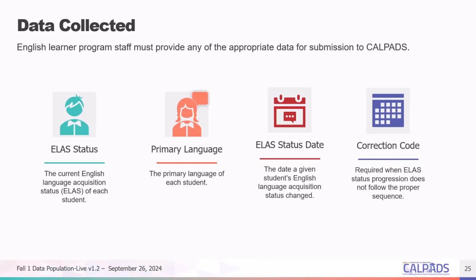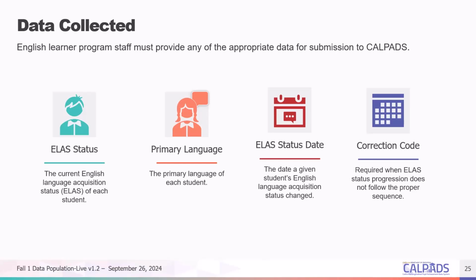There's a specific sequence to changes in English language acquisition statuses, as well as certain scenarios in which statuses can be changed out of sequence. If you're changing a status out of sequence, you'll need to use the appropriate correction reason code. And the correction reason codes can only be submitted in online maintenance. They're used on a case-by-case basis, and so can only be submitted for a single student at a time in online maintenance.